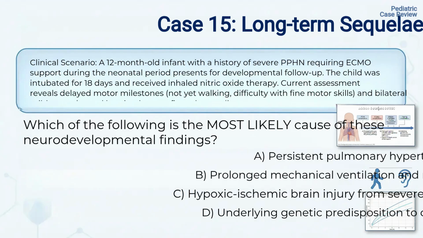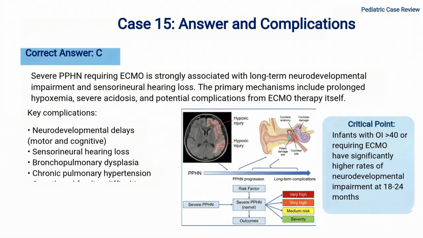Option A, persistent pulmonary hypertension itself as the primary pathology. Option B, prolonged mechanical ventilation and respiratory support. Option C, hypoxic ischemic brain injury from severe hypoxemia. Option D, underlying genetic predisposition to developmental delays. The correct answer is option C, hypoxic ischemic brain injury from severe hypoxemia.